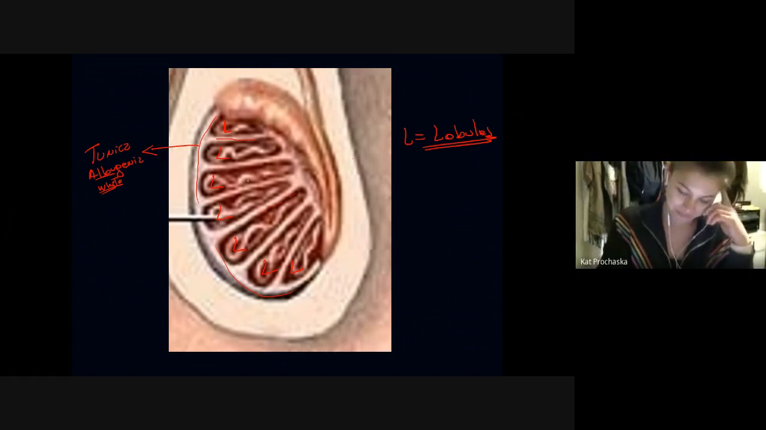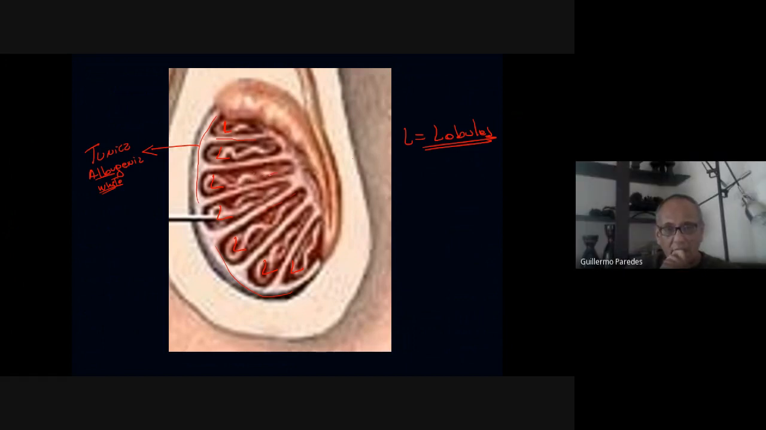This spaghetti is not a spaghetti. It's actually the seminiferous tubules. We have 1 to 4 seminiferous tubules in each lobule. These tubules are like a tube, so they have a lumen, a space. Let's make a cut here, and I'm going to make a cross-section of the seminiferous tubules.